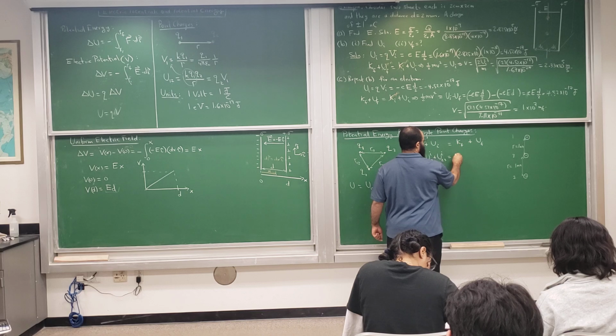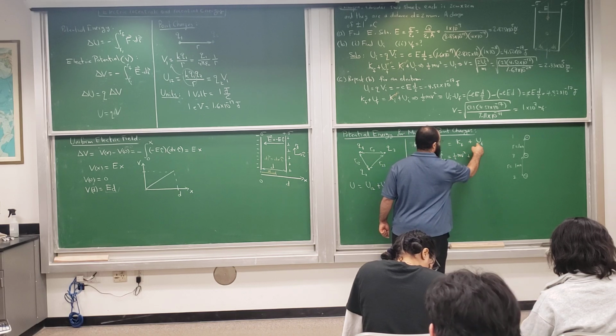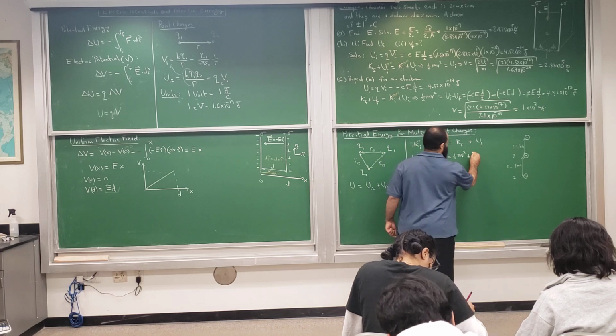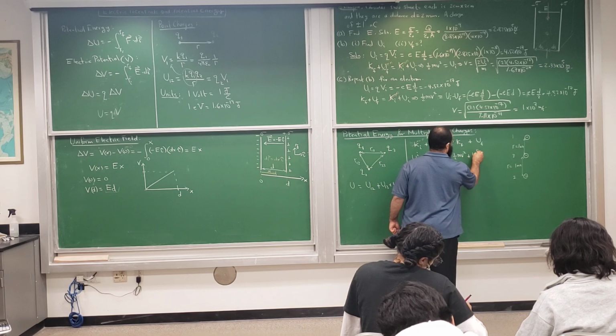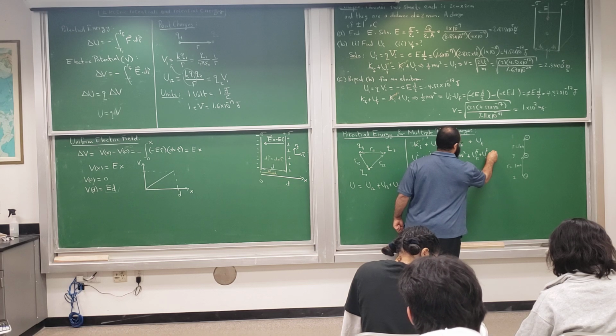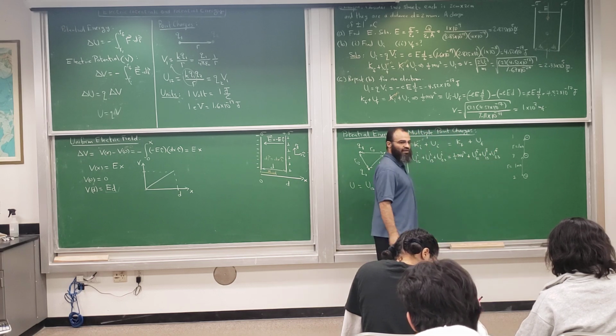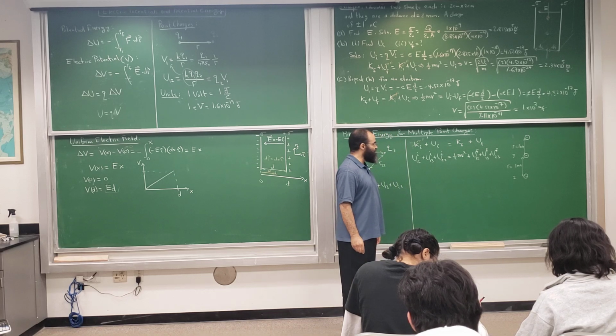Okay. Kinetic energy at the end, that's the 1/2 mv squared, plus potential energy at the end. Potential energy between 1 and 2 at the end. Potential energy between 1 and 3 at the end. Potential energy between 2 and 3 at the end. I just wrote all of them.